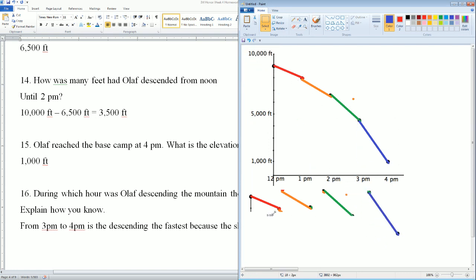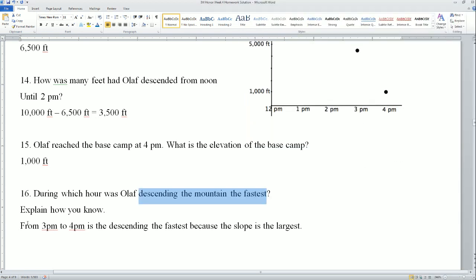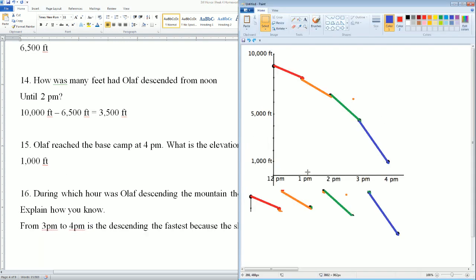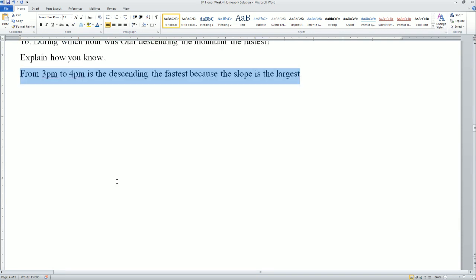Looking at these four segments, 1, 2, 3, 4, which one do you see as being steeper? That's pretty shallow, that's pretty shallow, that's pretty shallow. This one is really steep. That's why we say it's from 3 to 4, this blue slope. From 3 to 4 is descending the fastest because the slope is the largest. The slope here is going down the most, alright? There you go. That is your homework solution for August 27th, 2018.